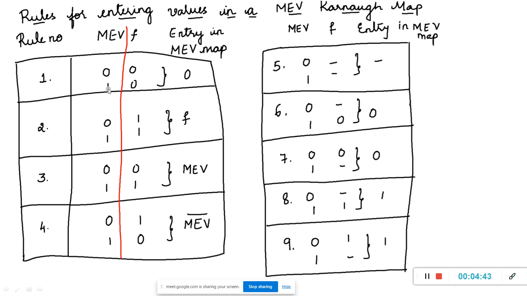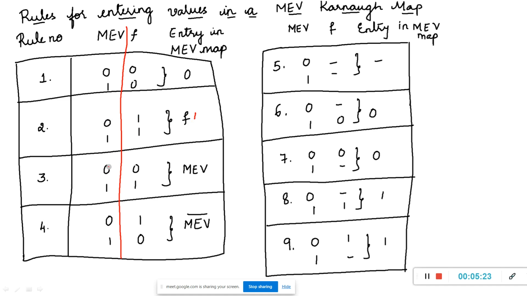First, the MEV variable will be 0, 1. If the function is 0, 0, for the MEV variable 0, 1, then the entry in the MEV map will be 0. Okay. If the MEV variable is 0 and 1 and the function value is 1, 1, then the entry will be the function 1 only. F means function. So here F is 1, 1 for the MEV variable 0, 1, so it will be 1 only.